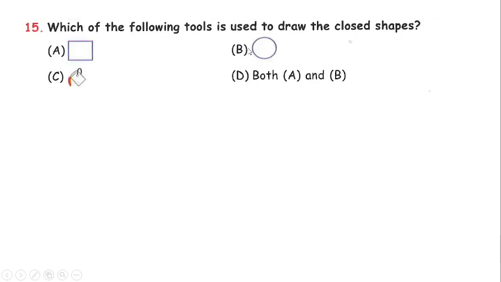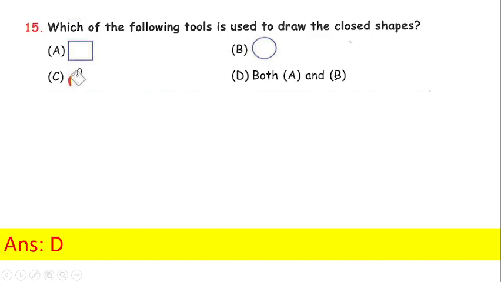Next, which of the following tools is used to draw the closed shape? Closed shape means which does not have any area left open. Okay. A, B, C, or D? Both A and B. Answer is D. Both A and B. As we can see in rectangle and oval, no area is left open. So these both are closed shapes. So these both tools are used to make a closed shape.